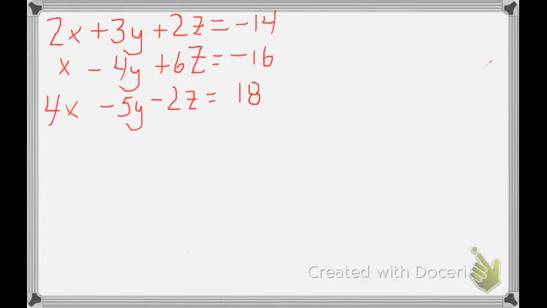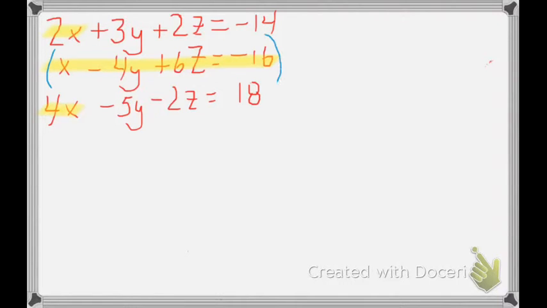Alright, looks like we have another system of equations involving three unknowns and three equations. If you notice, this middle equation has an x in it, the top equation has a 2x, and the bottom equation has a 4x. Let's concentrate on eliminating x from two of the equations.